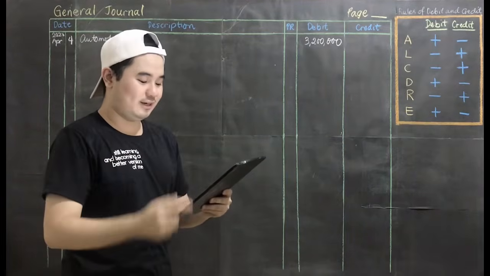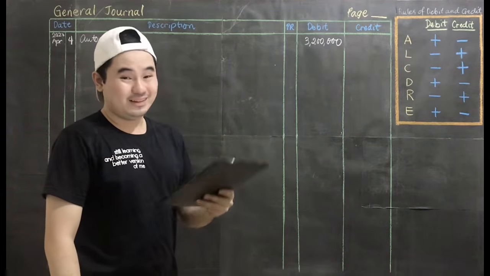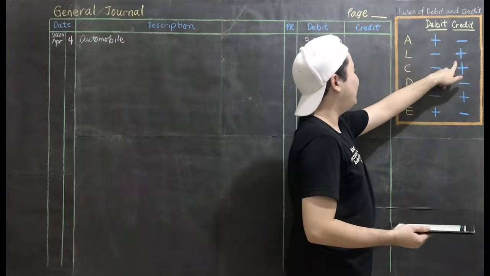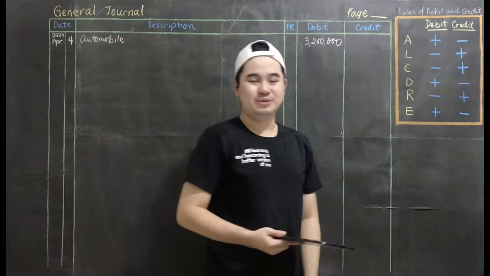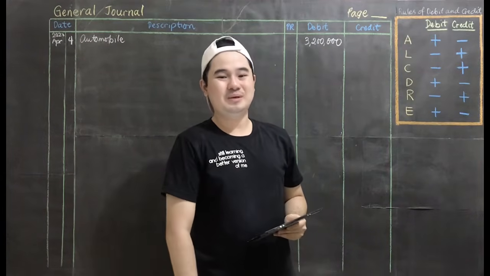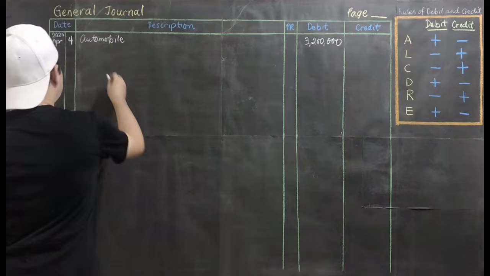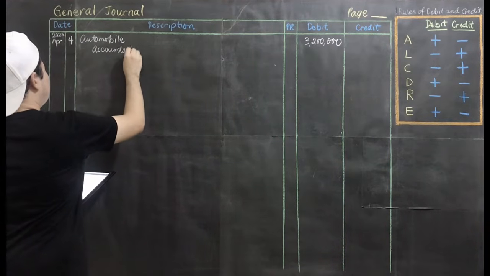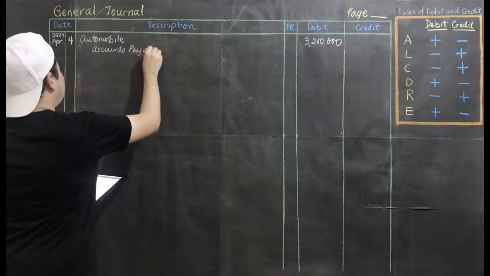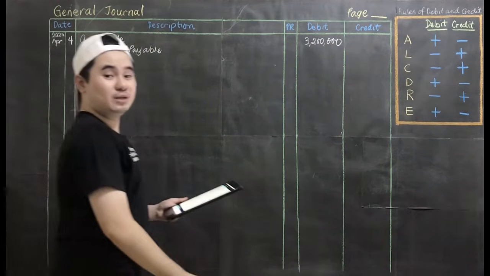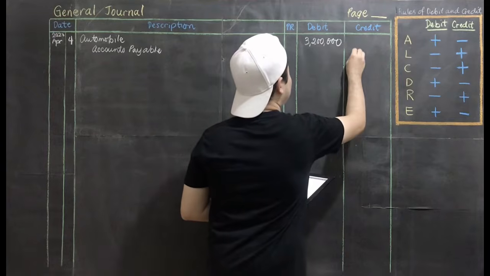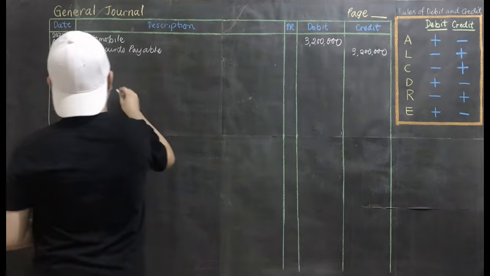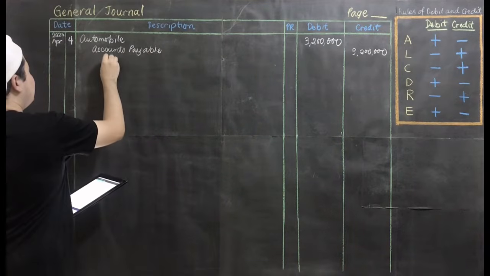Kaso, ano nangyari? On account, bayad na ba? Siyempre hindi pa. So, utang yun. Liability, pag nagkaroon tayo ng liability, lalagay natin sa credit. Anong uri ng utang yan? Accounts payable. For the same amount of 3,200,000. Then, description tayo.